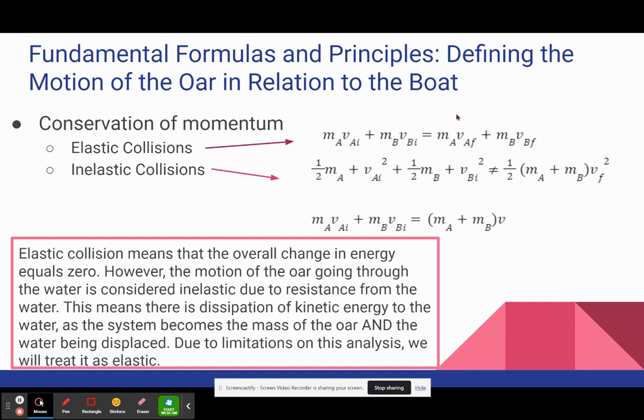So as you can see, we have two separate formulas for elastic collisions versus inelastic collisions. Elastic collisions mean that the overall change in energy equals zero. However, the motion of the oar going through the water is considered inelastic due to resistance from the water, which means that there's a dissipation of kinetic energy to the water as the system becomes the mass of the oar and the water being displaced. But due to limitations on this analysis, we will treat it as elastic instead for simplicity.